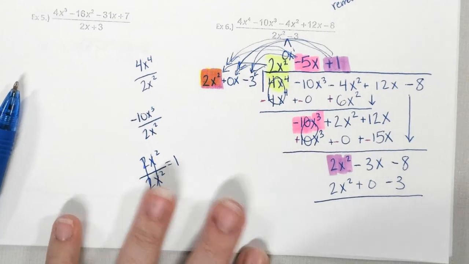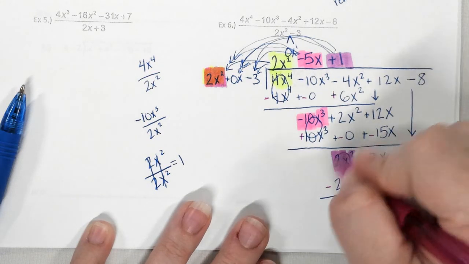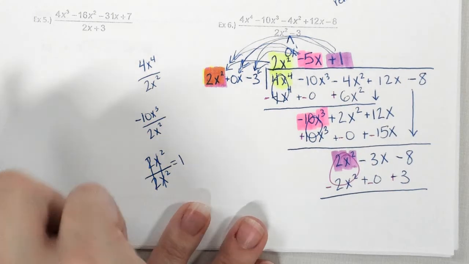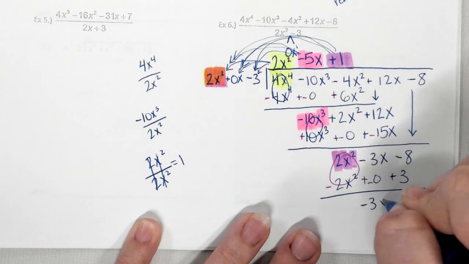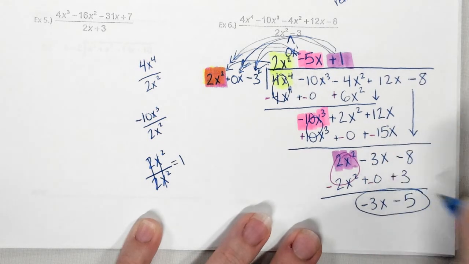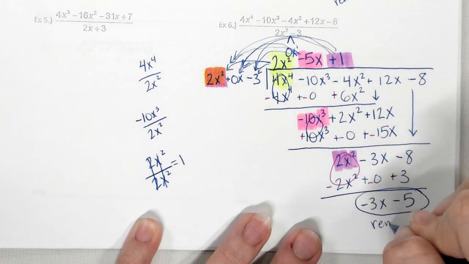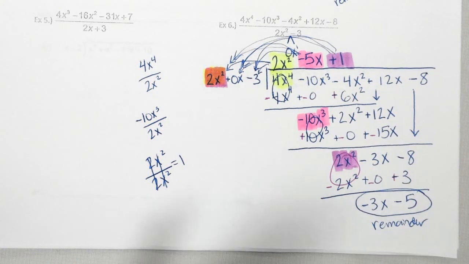And I subtract. So subtract, subtract. Well, this becomes addition. This one's a long one. This zeroes out. And I get negative 3x minus 5. And this is my remainder because I do not have another term to bring down. So I have a binomial as my remainder, which is totally fine.